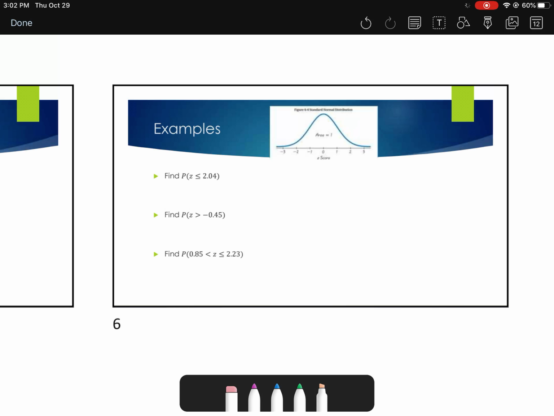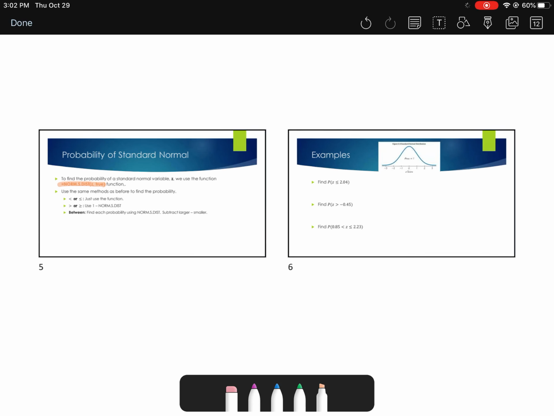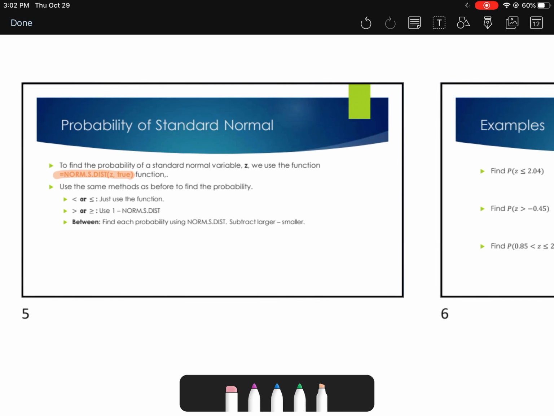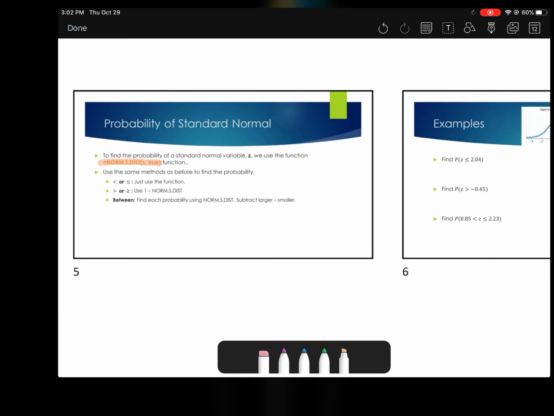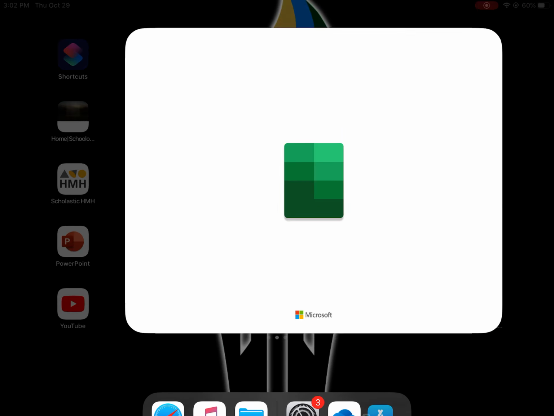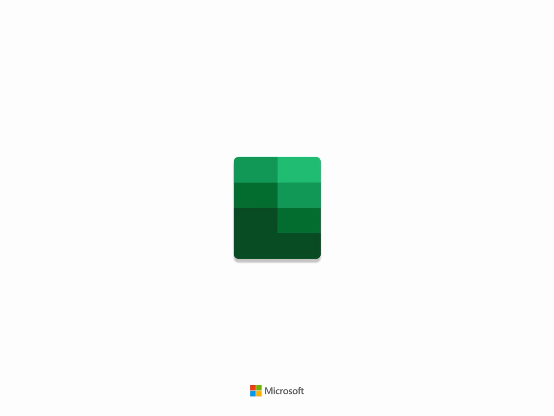Okay, so let's go ahead and do a little practice. I want to find the probability that z is less than or equal to 2.04. So again, I'm using this equation right here. So I'm going to go ahead and go into my Excel.